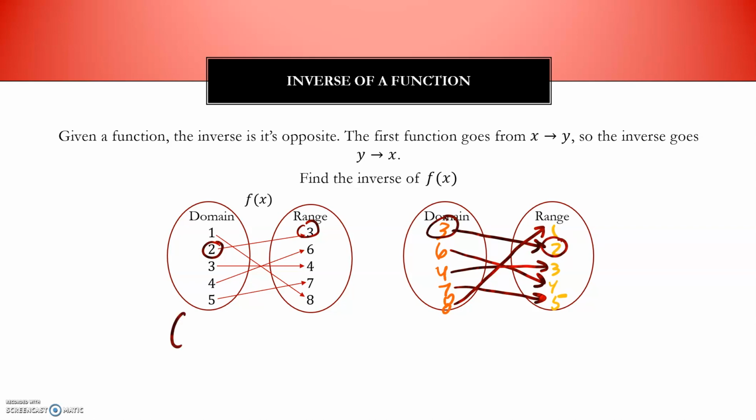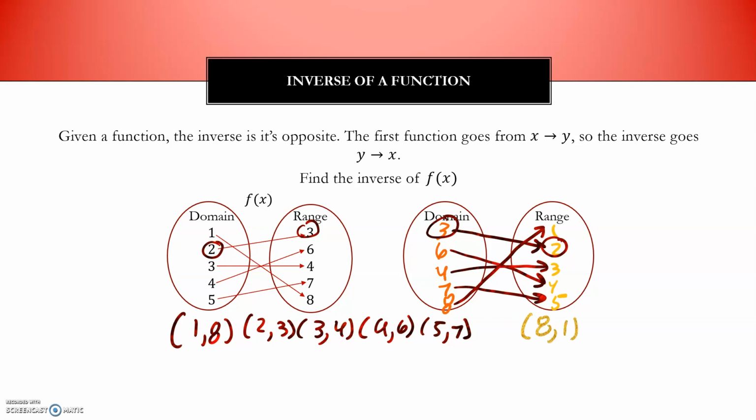So, for example, if I was to list the ordered pairs, I would say (1, 8), (2, 3), (3, 4), (4, 6), (5, 7). And then for the inverse, I would list them the opposite: (8, 1), (3, 2), (4, 3), (6, 4), and (7, 5). Okay? The notation for an inverse is the same letter as the function with a little -1 exponent, of x, or n, or whatever the variable was. Okay?